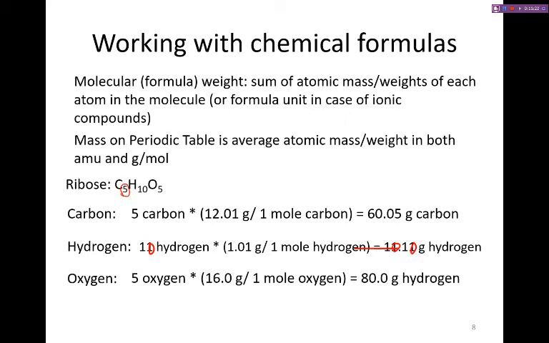When we add all of this together, we get 150.16 grams per mole for ribose. You could repeat this process for any compound given its molecular formula. Simply multiply the molar mass of a given element times the number of that element within a compound.